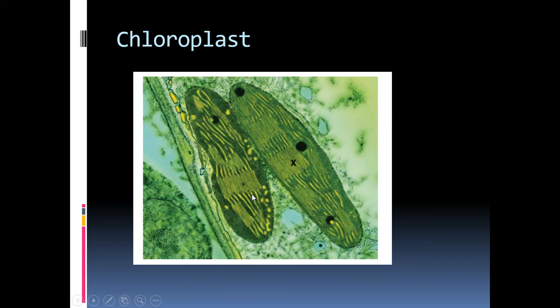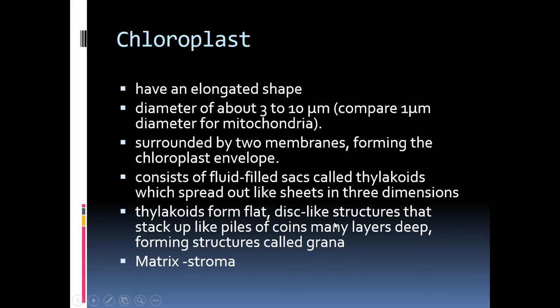And this is a transmission electron micrograph of the chloroplast. So you can clearly see the extension of the inner membrane that produces the thylakoid and the grana. Some of the points that I have discussed earlier about chloroplasts.